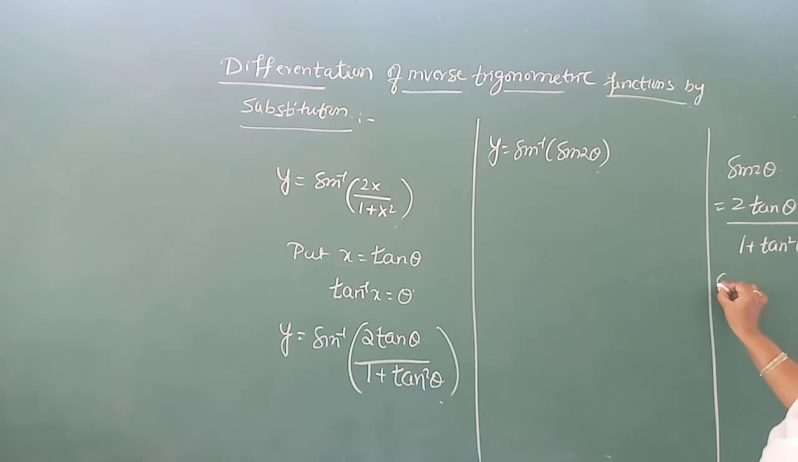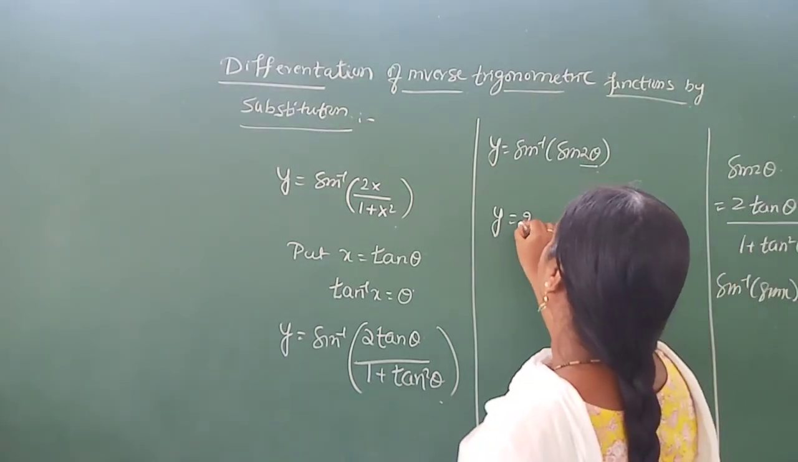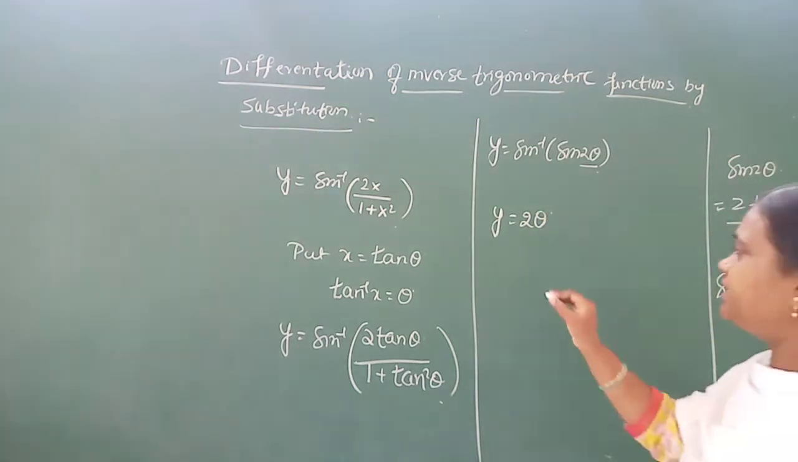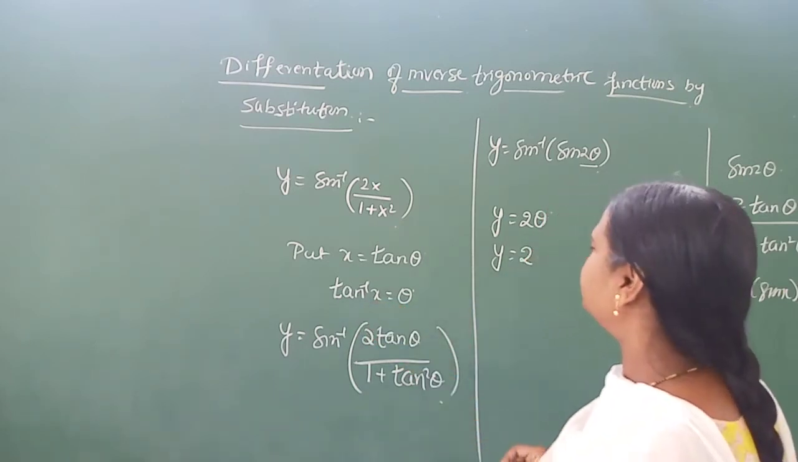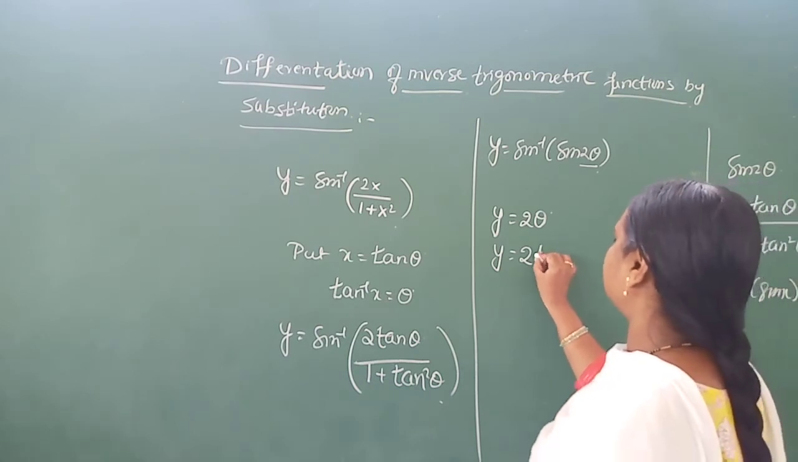We know that sin inverse sin of x is x. Therefore, our x here is 2 theta, so we can write y as 2 theta. And what is our theta? Because we convert in terms of x, theta is tan inverse x.